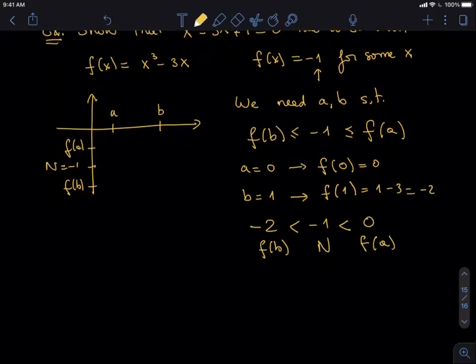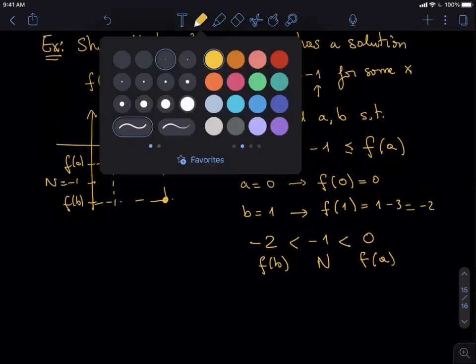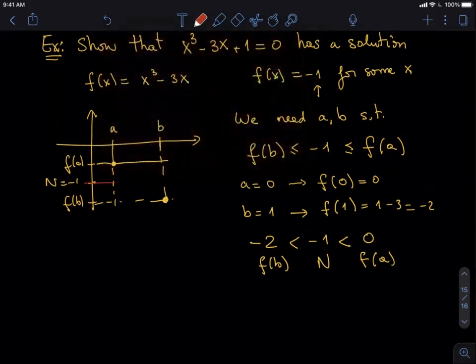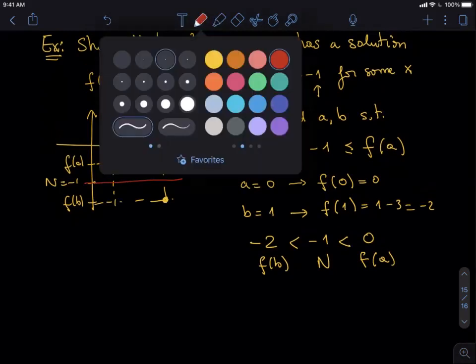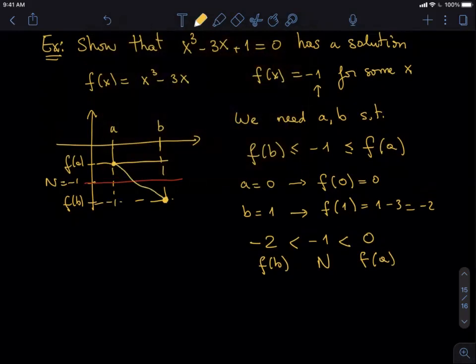So for our f of A, we have something like this. And here is our f of B. And we have our N equal -1 here. And the theorem says that if the function is continuous, well, this may not be how the function actually looks, but if the function is continuous, it will cross the line N equal -1 at some value c.